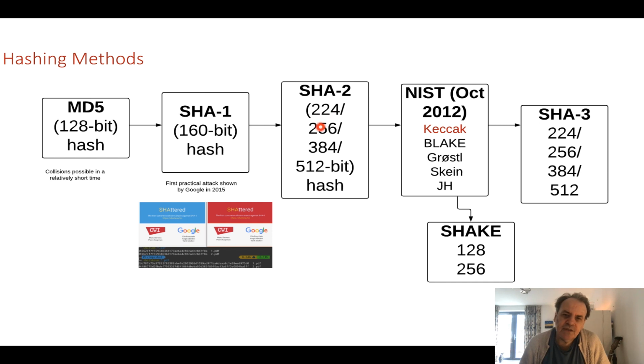SHA-2 improves things and is much more secure. It's a new method, different from SHA-1, and we can get 224, 256, 384 and 512-bit hash signatures with SHA-2. This is fairly secure because we vastly increase the number of bits that we have here, and especially for 256 and 512, it is highly secure. But there was a worry that this method could be broken.